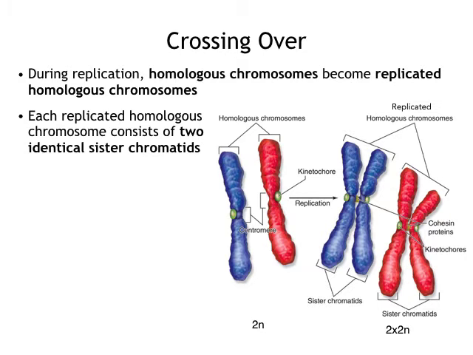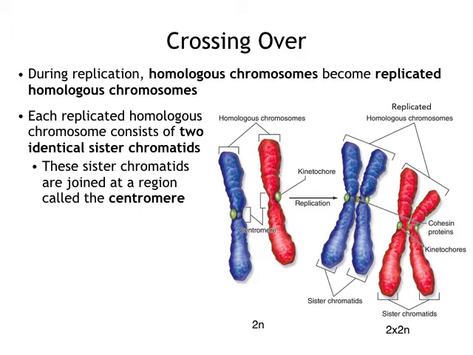And each replicated homologous chromosome consists of 2 sister chromatids that are identical, right? So the X consists of 2 identical sister chromatids, because one sister chromatid came from doing DNA replication of the other sister chromatid. And these sister chromatids are joined at a region called the centromere, in the center. Think of centromere as the center of the chromosome.